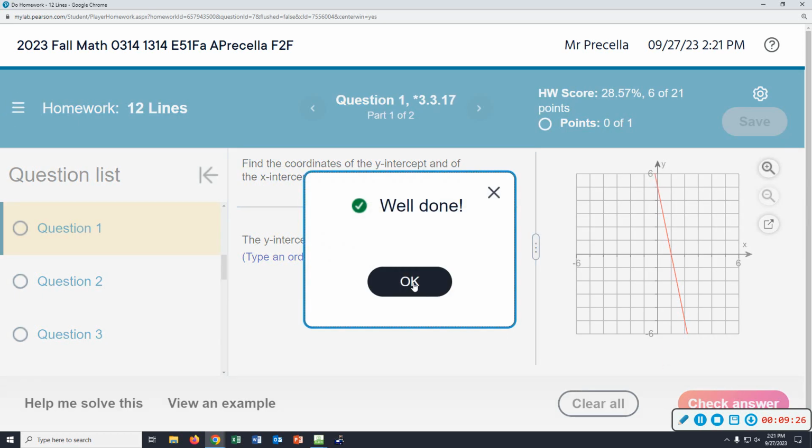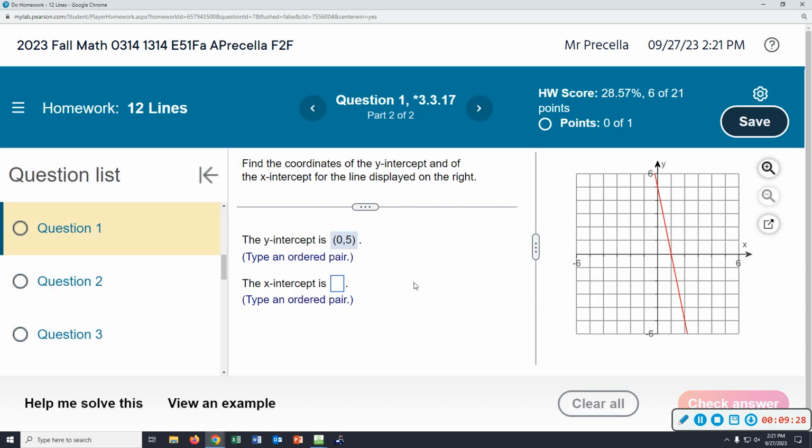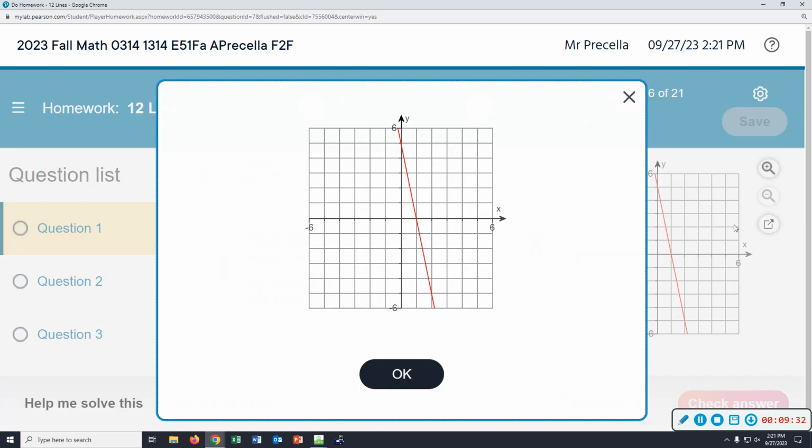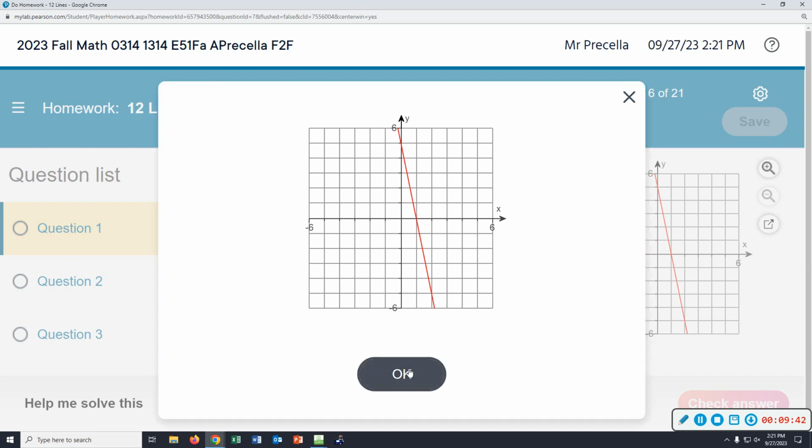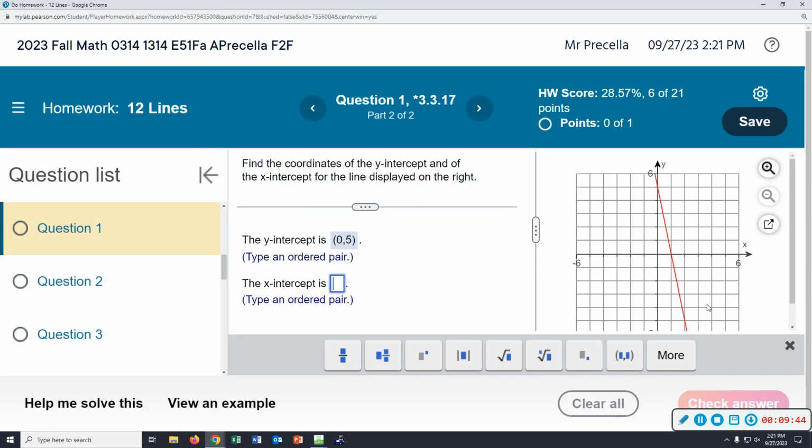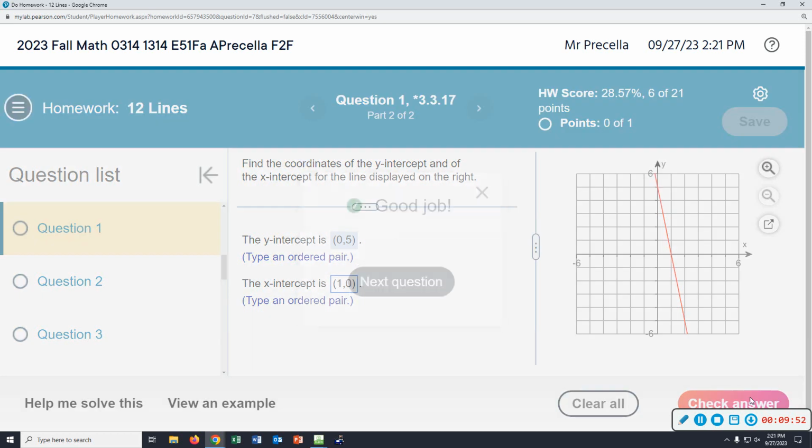I bet you they want the x-intercept next. Let's see. Okay, pop it out again. Okay. What should I type out here? I heard it. 1, 0. I agree. And what about y'all? Do y'all agree? 1, comma 0. Yeah, they can't all be that easy.